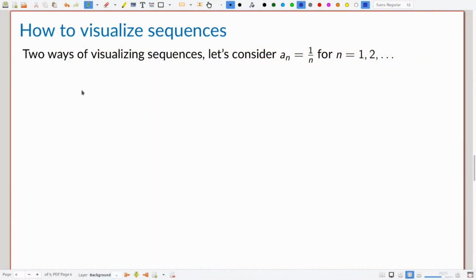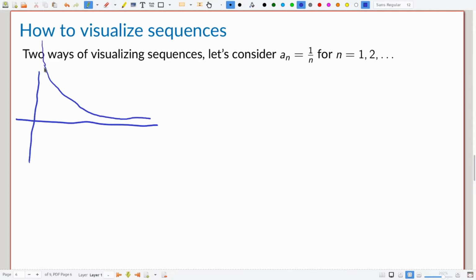How do we visualize sequences? Right? Sequences can be a little bit hard to imagine. And I would say that there are two key ways of visualizing a sequence. The first way is to think of it by graphing it. Right? So if I have a_n is 1 over n, I can think of drawing myself an axis. I can imagine then graphing y equals 1 over x. Right, that's the graph y equals 1 over x. Okay, it's not a very good graph, but that's what it's supposed to be.